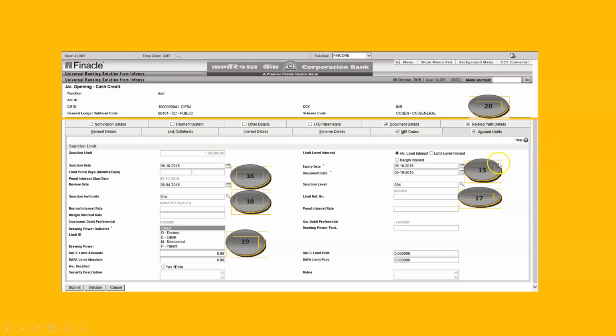Sanction level, go in the searcher, you get this: branch level, regional office level, zonal level, HO level, who is the authority, right? And derived here, you can see DP indicator, right? So this is an account limits. This is very, very important. Derived, equal, maintained, parent. Generally we choose derived in case of cash credit or overdraft against stock, or if it is overdraft against FD, we choose it as equal, right? The DP will remain as per the value of the fixed deposit that we have as security against OD or CC against fixed deposit.